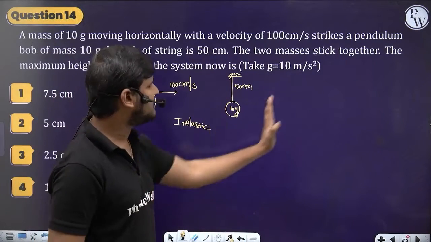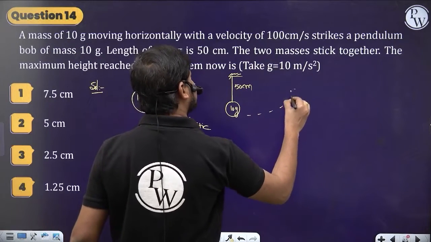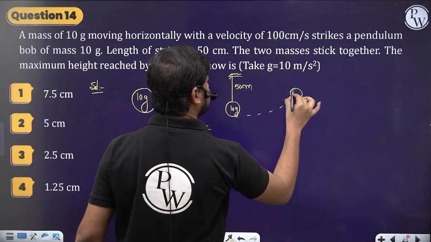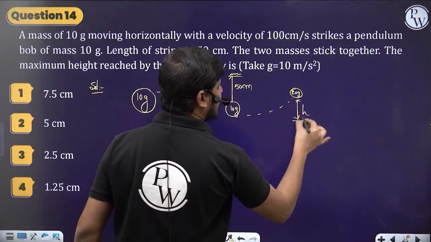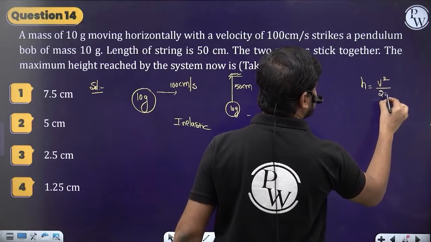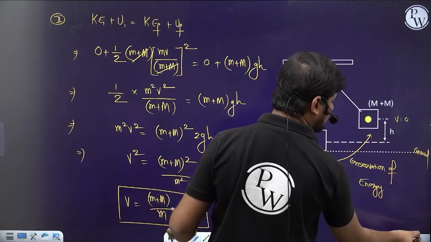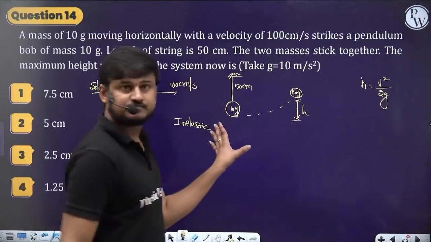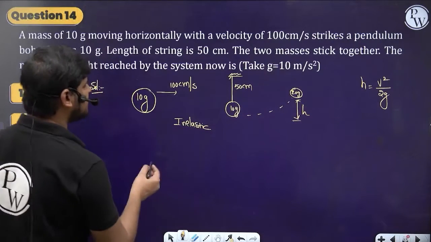The maximum height reached by the system: once it rises to some height h, those two blocks, the 20 grams block now, rise to some height h. To find h, we have the formula h is equal to v square by 2g. You need not mug up this velocity formula. Just apply the procedure. If you remember, you can directly substitute, but if you don't, just go for the procedure.